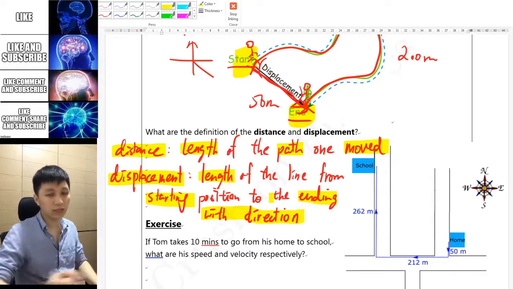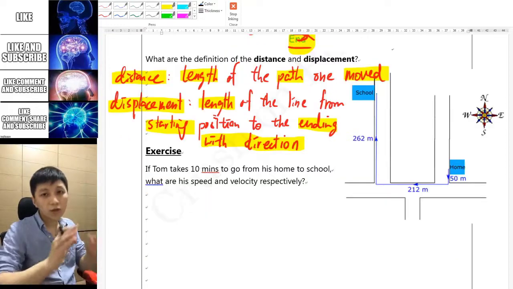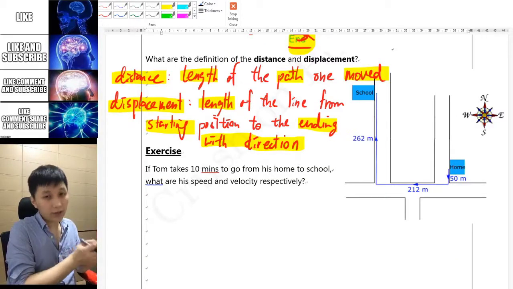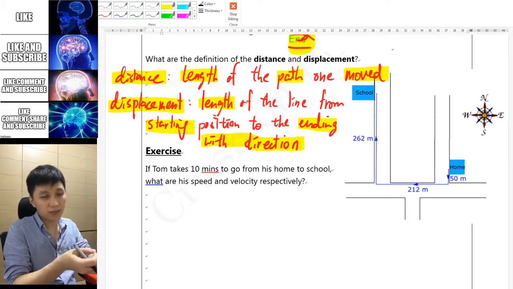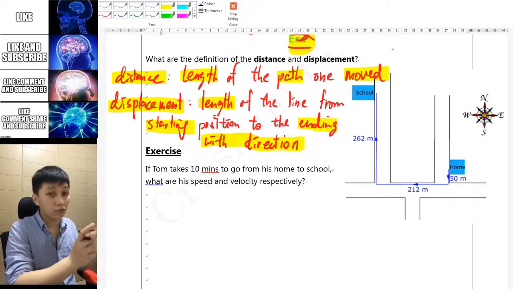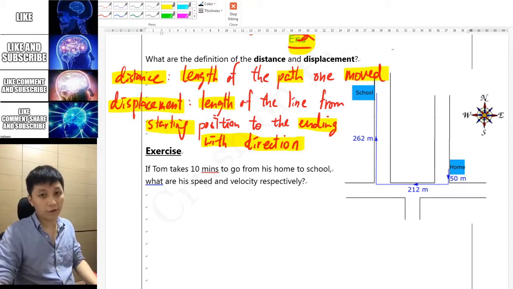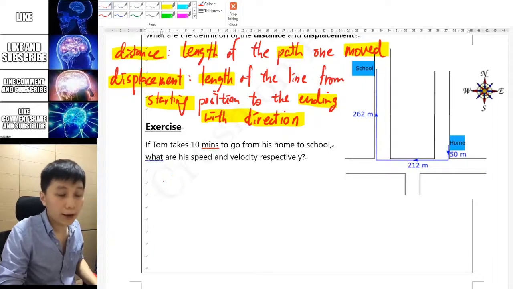We will need to indicate this direction. Here's an exercise for you to try based on what we learned about velocity, speed, distance, and displacement. I would like you to try it, so pause the video and try it first. A few moments later. Let me show you how I would do it.